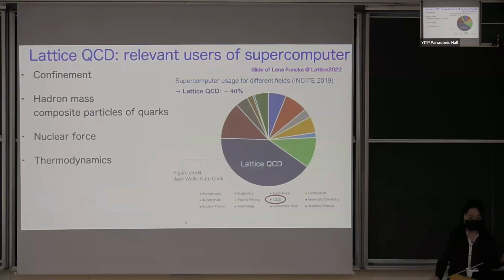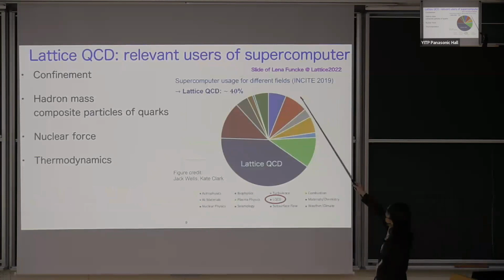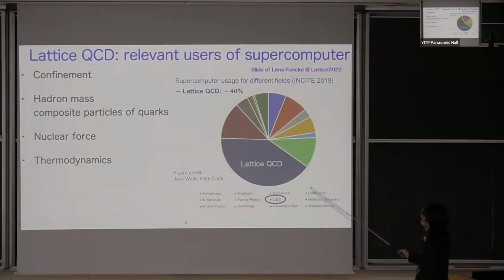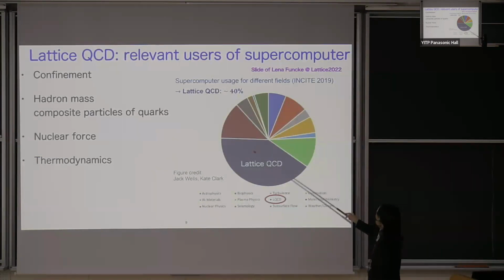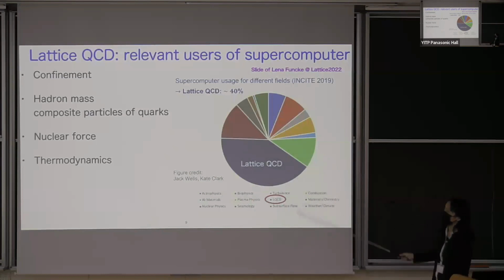And furthermore, this is a surprising plot shown by Lena Funke at MIT at the Lattice International Conference this year. Actually, I'd like to say here, lattice QCD theorists are heavy users of supercomputers. This is a pie chart of the supercomputer usage of different fields. There is astrophysics, biophysics, material science, nuclear physics, weather, and climate. But lattice QCD has roughly a 40% share in this pie chart.